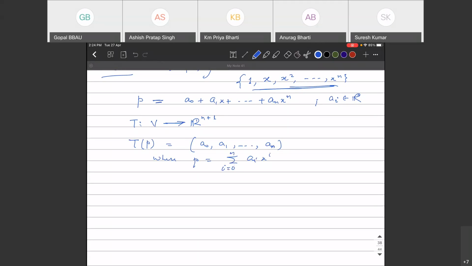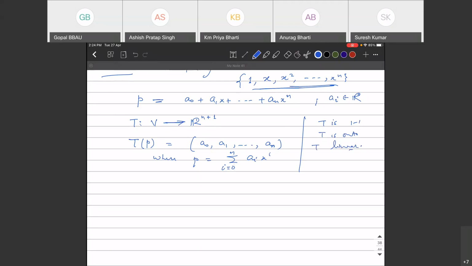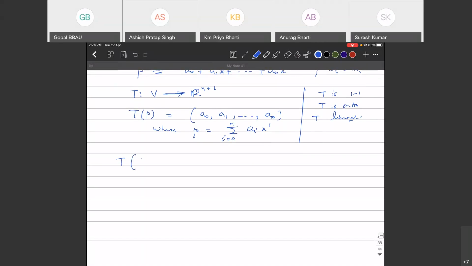Okay, it is easy to see that T is 1-1, T is in fact onto, and T is linear. So you can verify this. How will you verify? You take any alpha in R, take a polynomial P, take another polynomial Q, say Q is summation bi xi, i runs from 0 to n. So what is this sum? This will be alpha ai xi plus summation bi xi.